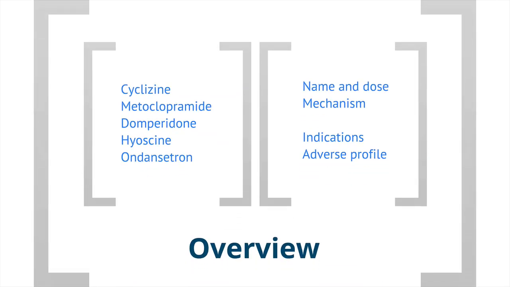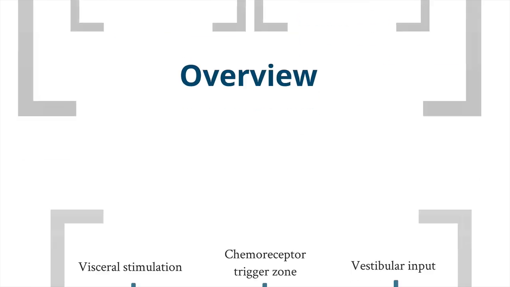So specifically, we're going to look at 5 antiemetics in detail. These are cyclizine, metoclopramide, domperidone, hyoscine, and ondansetron. We're going to look at the dose of each of these drugs, basically how it works and how that relates to the mechanism of nausea and vomiting. We're going to look at indications for each drug and then the adverse profile.